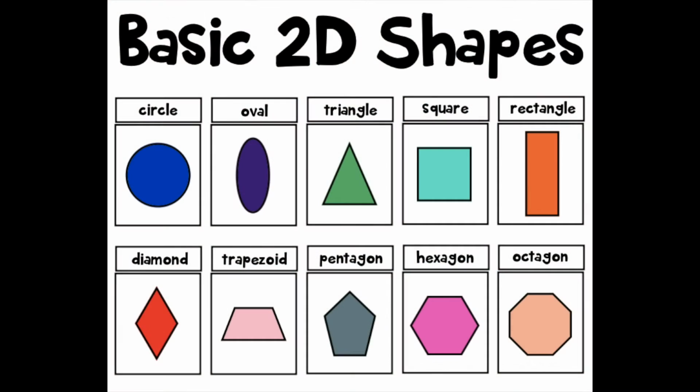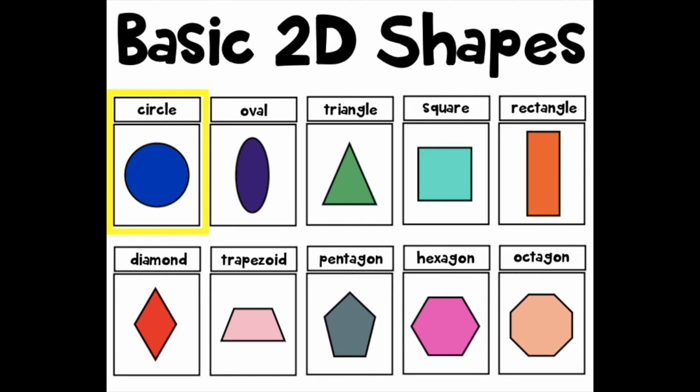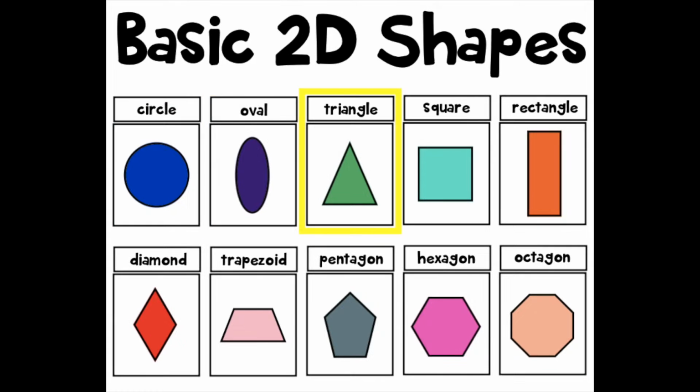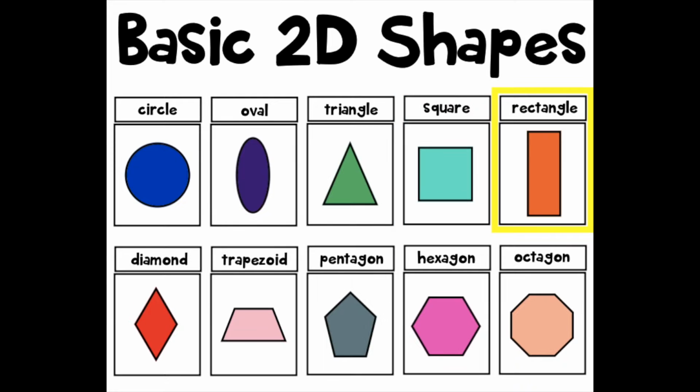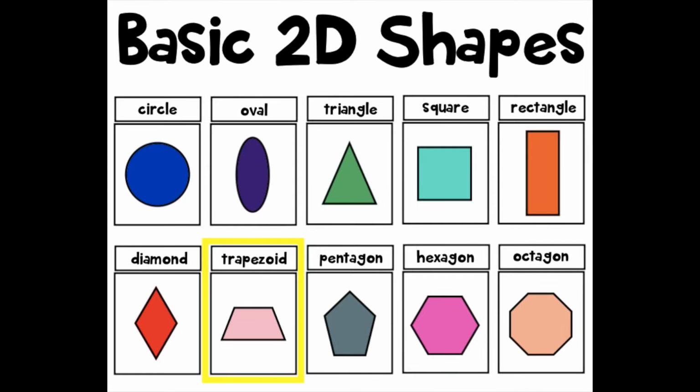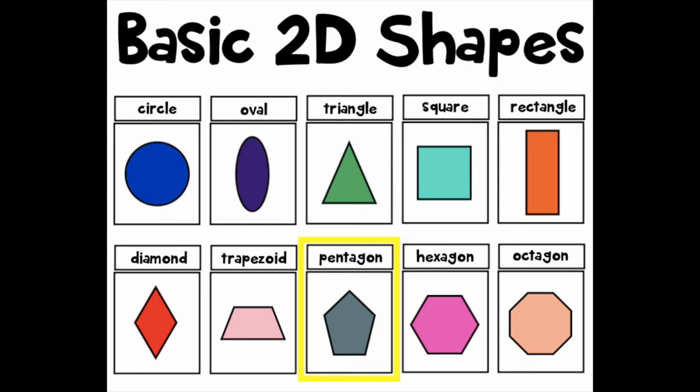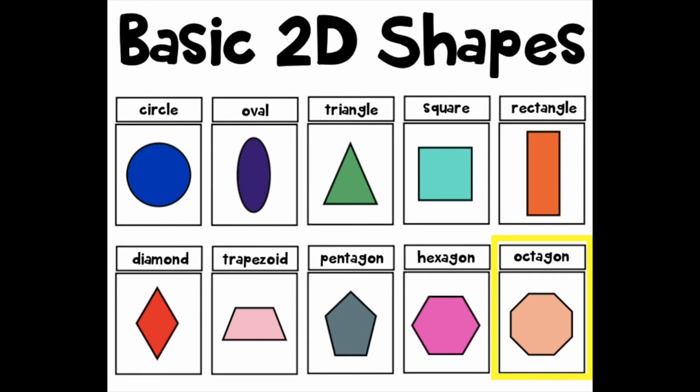To warm up our brains, we're going to think back to 2D shapes, two-dimensional shapes. These are flat shapes. To refresh our memories, we are going to say the names of each of the shapes. When you see the yellow rectangle around each shape, say the name with me. Here we go. Circle, oval, triangle, square, rectangle, diamond, trapezoid, pentagon, hexagon, octagon.